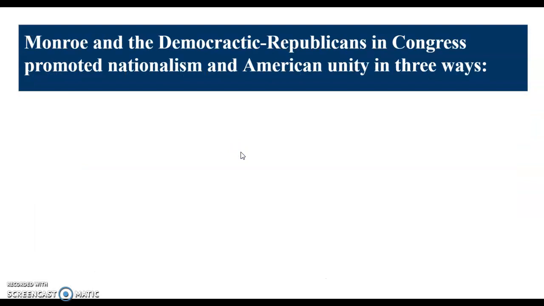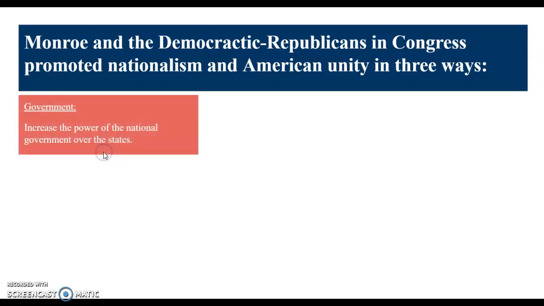Monroe and the Democratic Republicans in Congress promoted nationalism and American unity in three ways. So they looked to build upon this new sense of pride and loyalty and American first mentality that came out of the War of 1812. So the first way that they promoted nationalism and American unity is through the government.